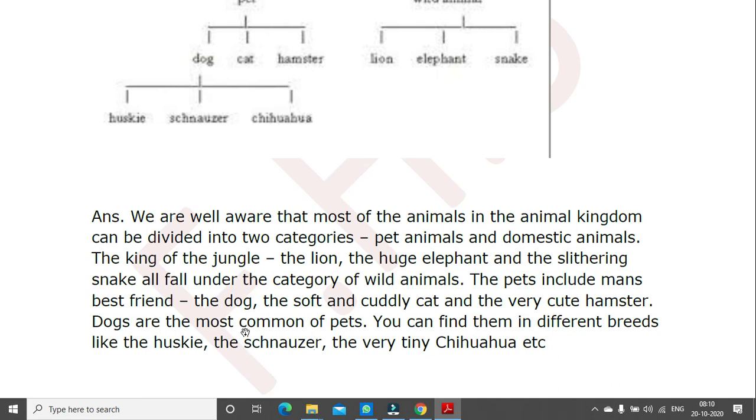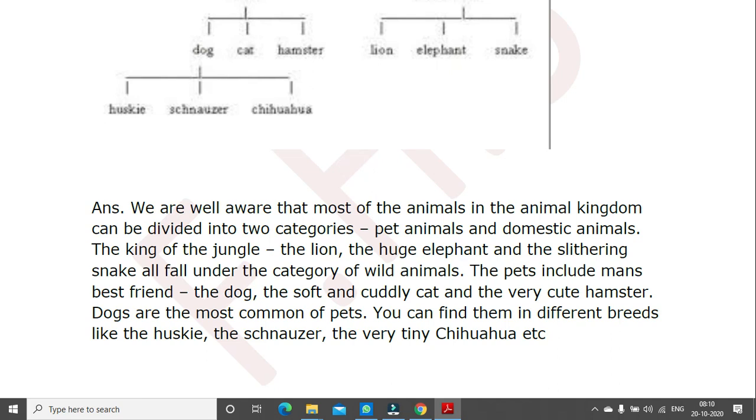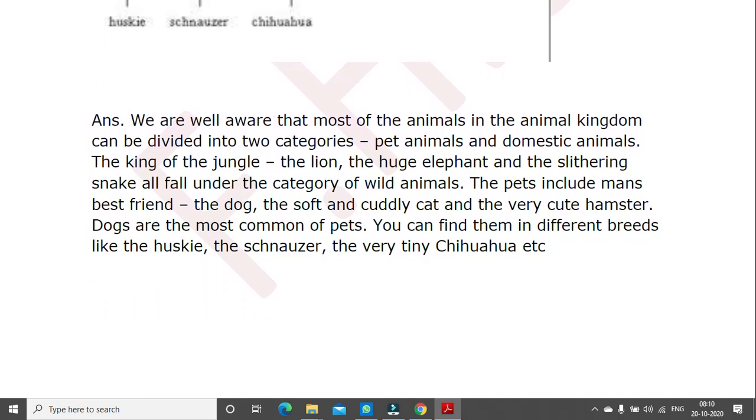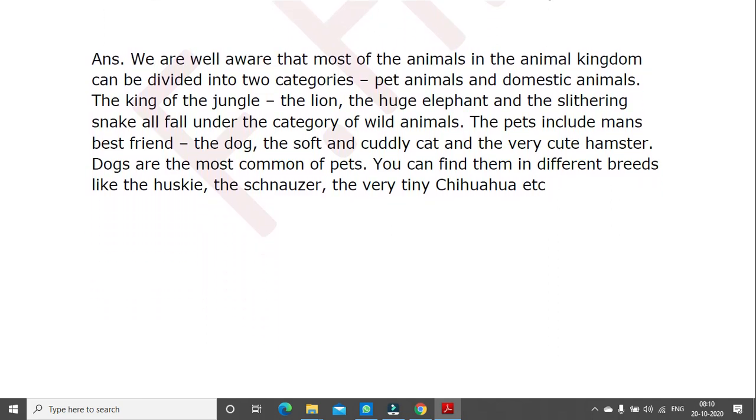Yes, not just written the word: the dog, the cat, and the hamster. Dogs are the most common of pets. You can find them in different breeds like the Husky, the Schnauzer, the very tiny Chihuahua, etc. Okay, so you see how I added some adjectives to make my paragraph a little bit longer.